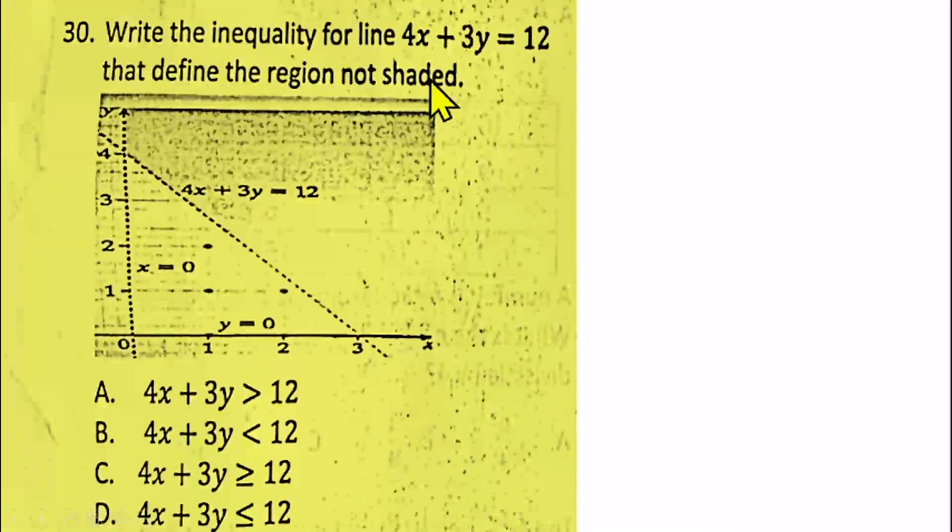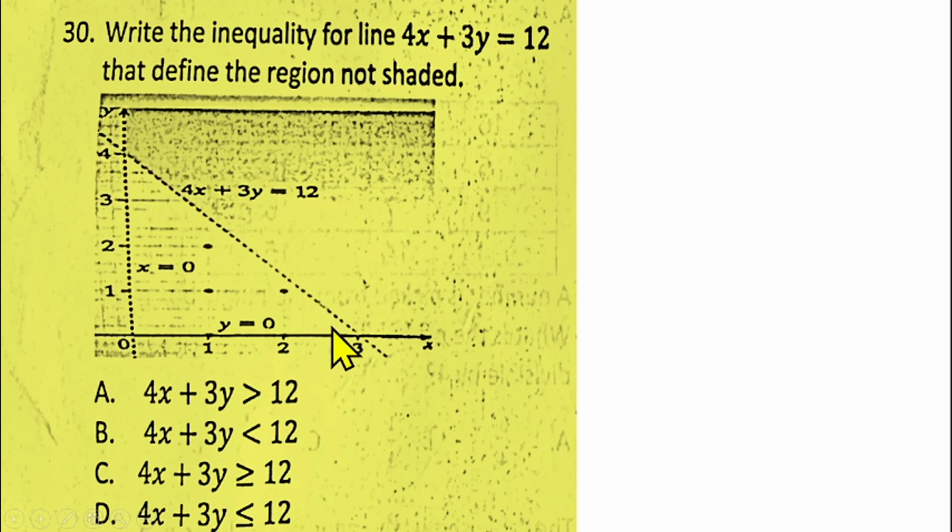Question number 30 is from inequalities as well: the graphical representation of linear inequality of two variables. Write the inequality for the line 4x plus 3y equals 12. So we want to change this equation to an inequality, and that equation represents this straight line we are having here, and the straight line is a broken line.